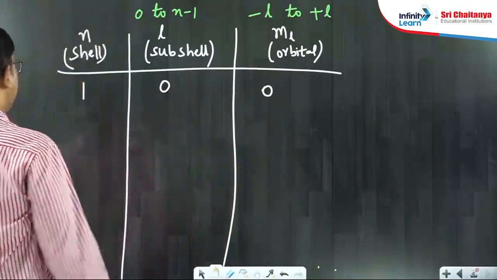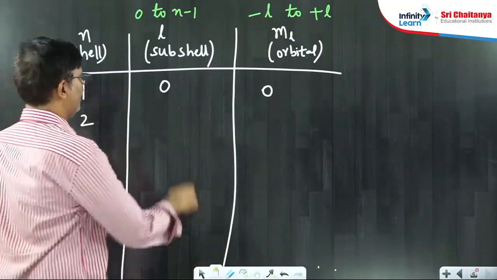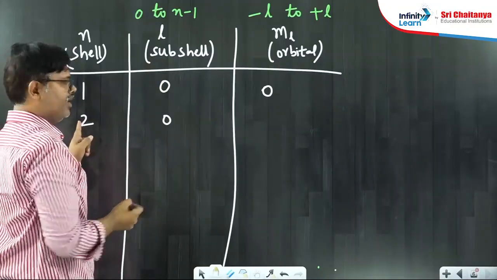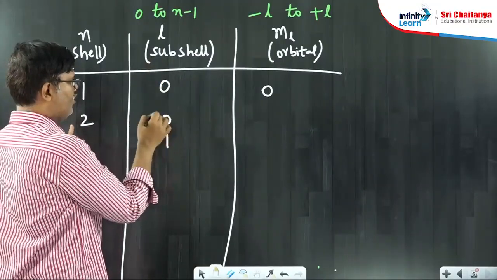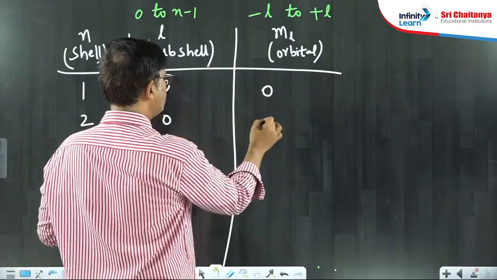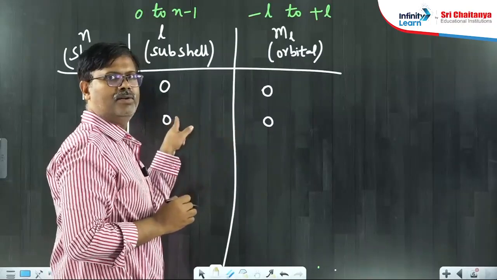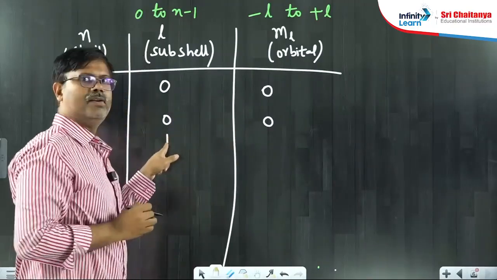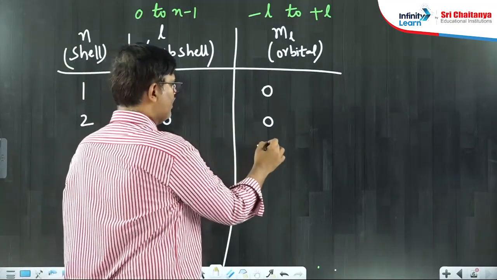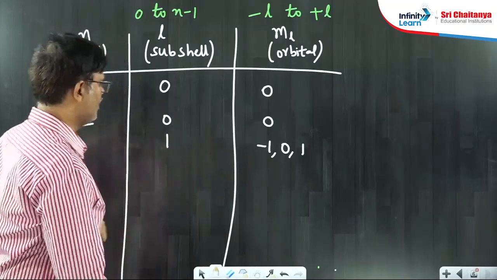Okay. And next, suppose n is 2. L value starts from 0, n minus 1 is what? 2 minus 1, 1. So it starts from 0, ends with 1. And ML values here: 0 means in that street only one house will be there, minus 0 to plus 0. When you come to this subshell, minus L to plus L means what? Minus 1, 0, 1. 3 orbitals or houses will be there.